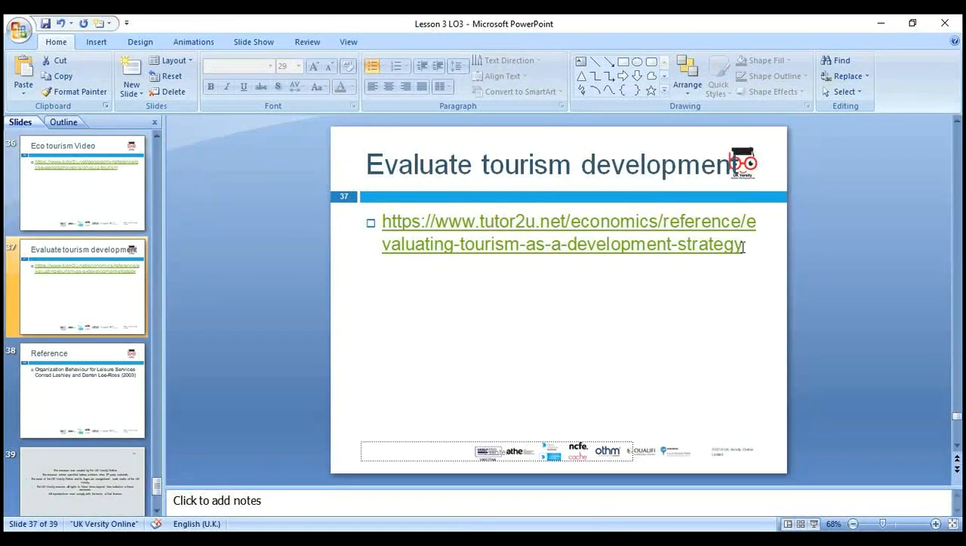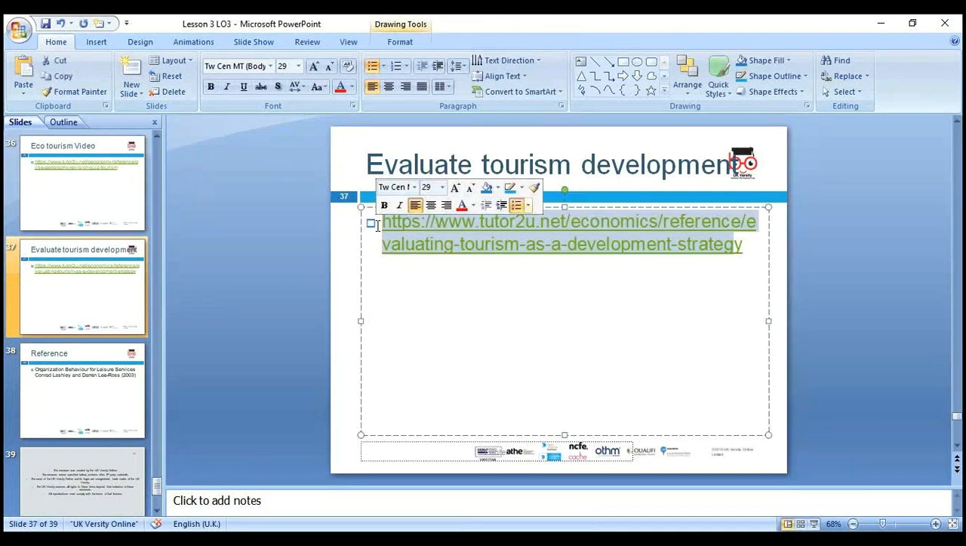Next link is evaluating the development. So we can look at the strategies the government made. We can evaluate what has happened. Has any growth happened due to these strategies or not? So we can look at that as well.